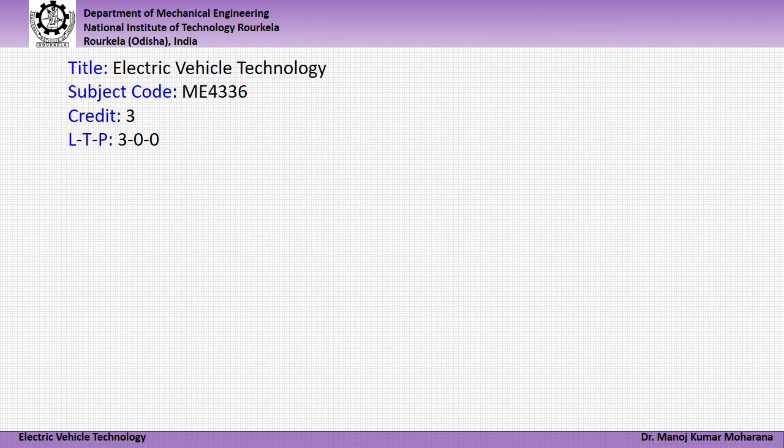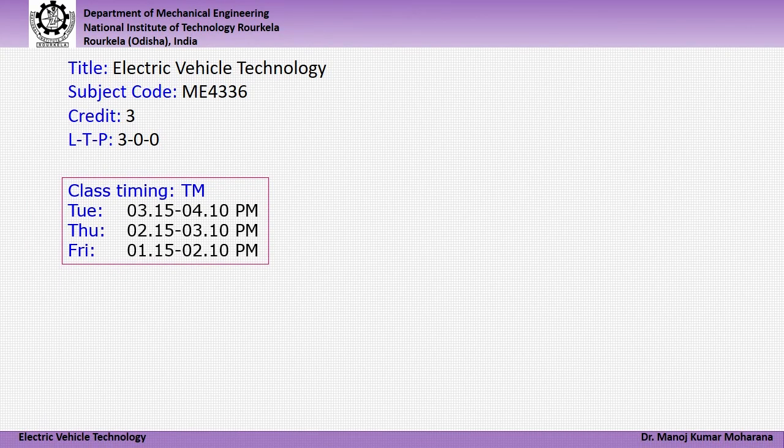The title of this course is Electric Vehicle Technology. The subject code is ME4330 and it is a 3 credit course, means we will meet every week for 3 hours to learn this subject titled Electric Vehicle Technology.